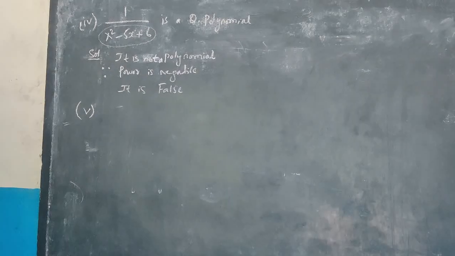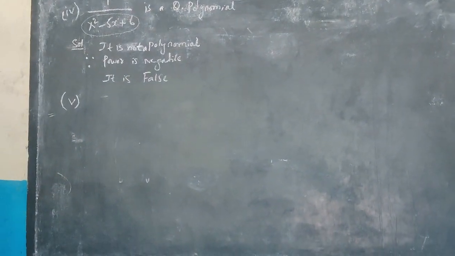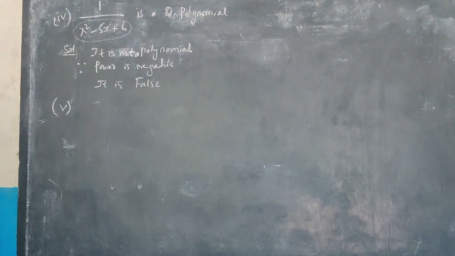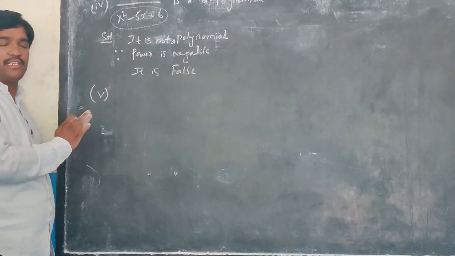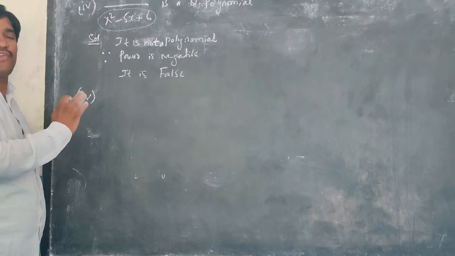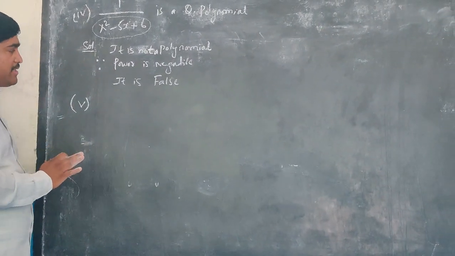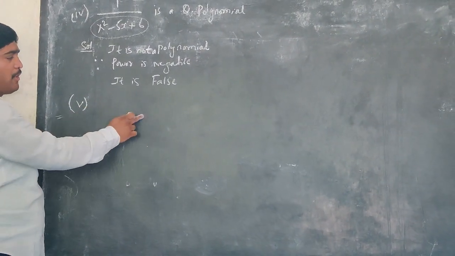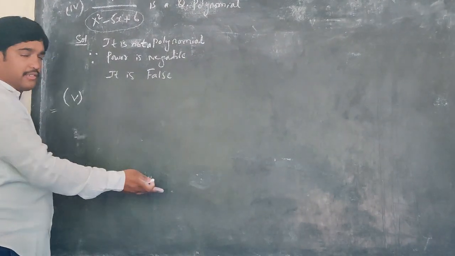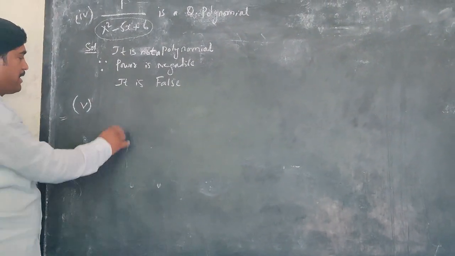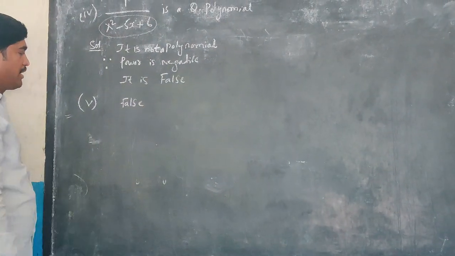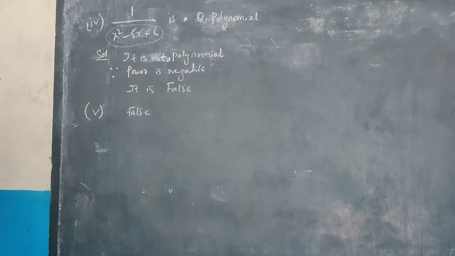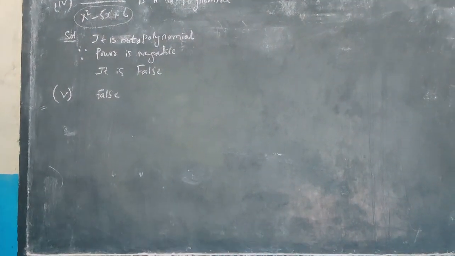Now the fifth problem: the degree of a polynomial is 1 more than that. So what is the degree? I said that the degree is the highest power of a variable in a polynomial. Now he is saying that the degree of a polynomial is 1 more than that. So that is not the correct statement. So I will simply say false. It is a false statement. Make a note fast.